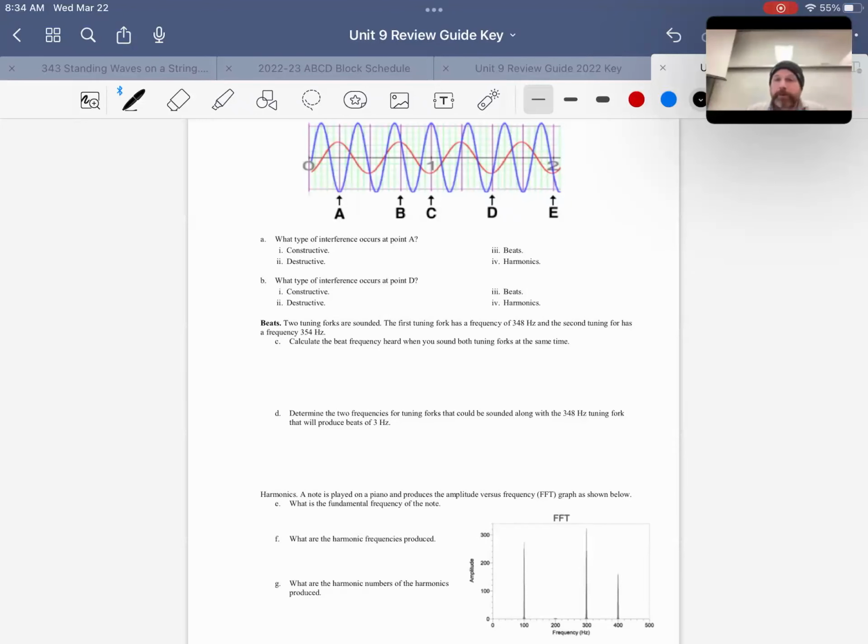All right, this is page number 6. So, question 7. The second of what waves do. Waves will interfere with each other. They also reflect, but that gets more into standing waves. They will interfere with each other.